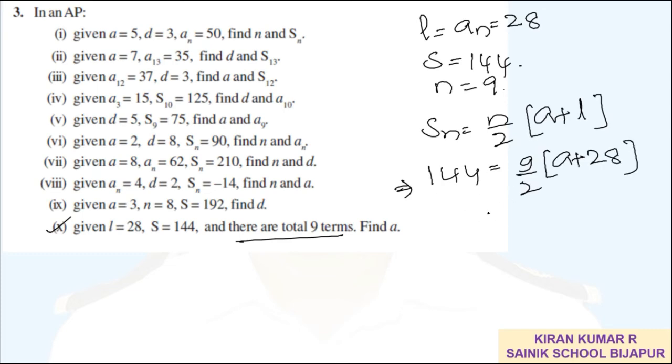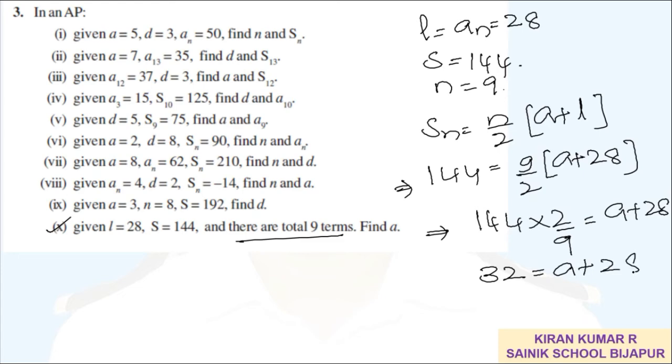We can cross multiply by taking the reciprocal. So 144 into 2 by 9 equal to A plus 28. On simplification, it is 16 9s are 144. So it becomes 32 equal to A plus 28. A value is 32 minus 28, nothing but 4.